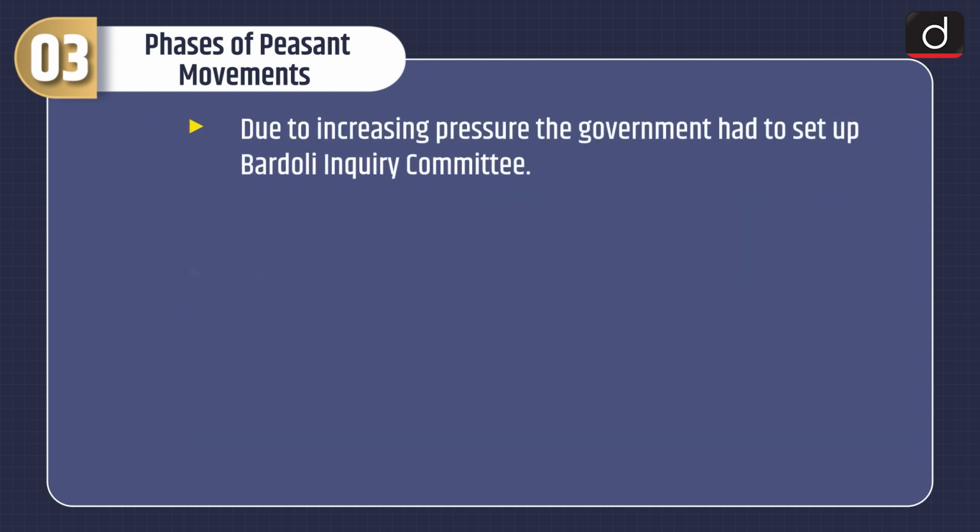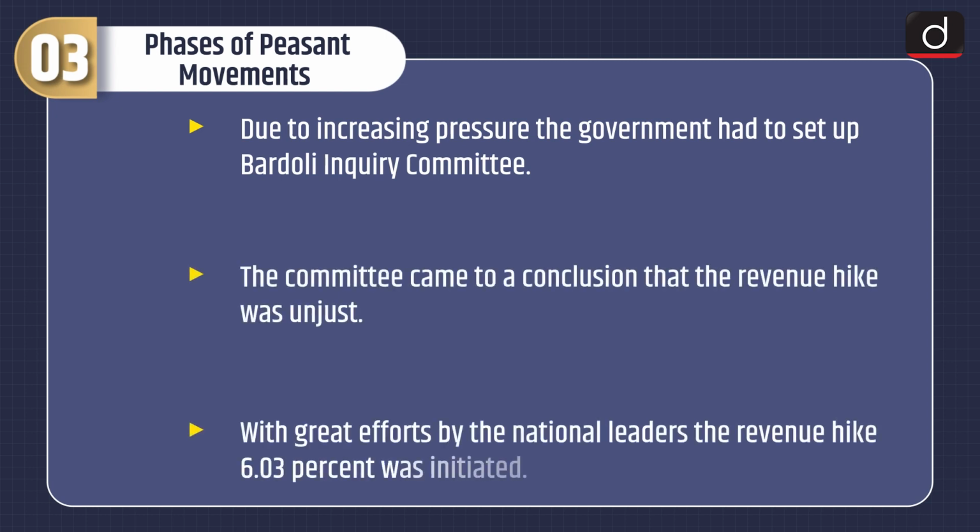Due to increasing pressure, the government had to set up the Bardoli Inquiry Committee. The committee came to the conclusion that the revenue hike was unjust. With great efforts by the national leaders, the revenue hike was reduced to 6.03%.